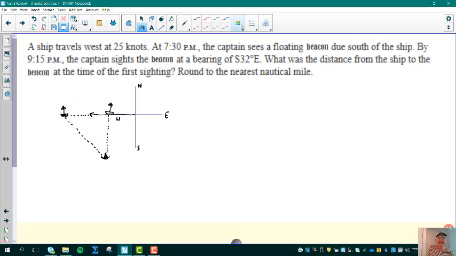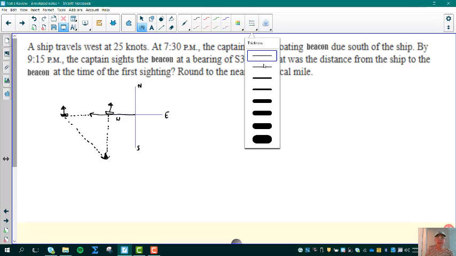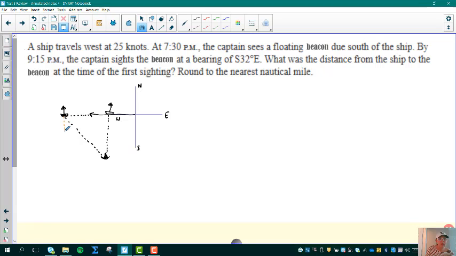So we want to draw a new compass orientation from here to indicate that direction, or that bearing, if you will. Starting at south and then going 32 degrees to the east, that tells me this angle here is 32 degrees. All right. What was the distance from the ship to the beacon at the time of the first sighting?